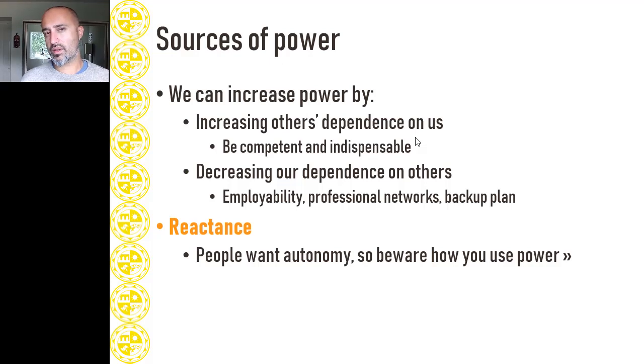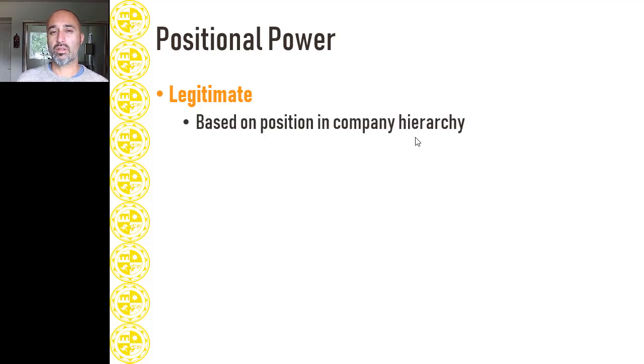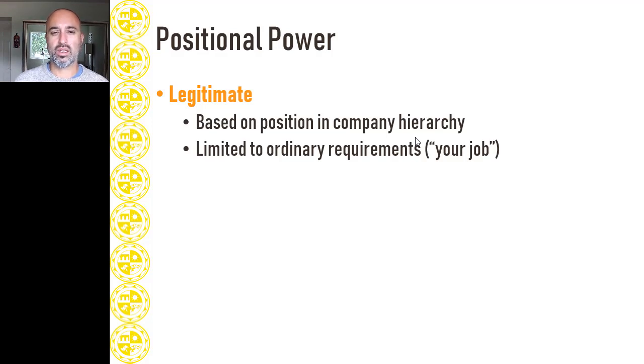Okay, so there's a number of different specific sources of power, and we'll go through each of these relatively briefly. One is positional power. Some people have power legitimately based on their position in the company hierarchy. If you're the CEO, you have power over a lot of people. If you're a manager, you have power over your direct reports, but maybe you don't have power over your supervisor. So it's basically limited to the ordinary requirements of your job. In other words, your boss can ask you to do things within your job description that are legitimate, and other things maybe they have less power to ask.